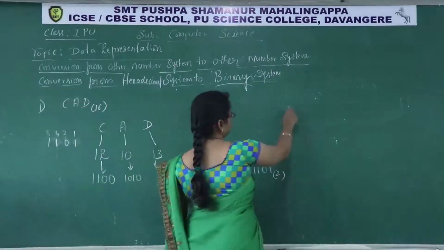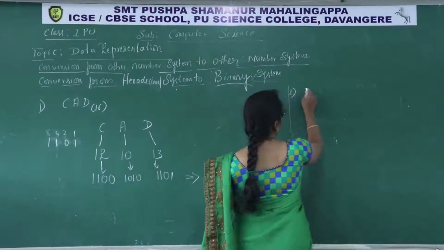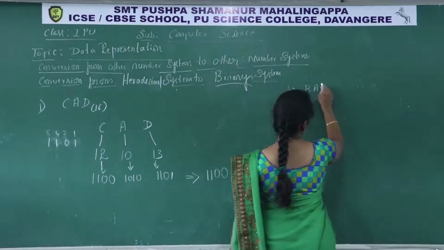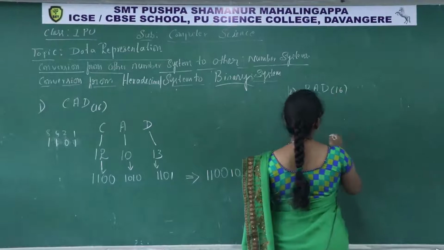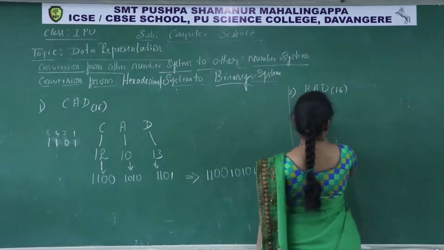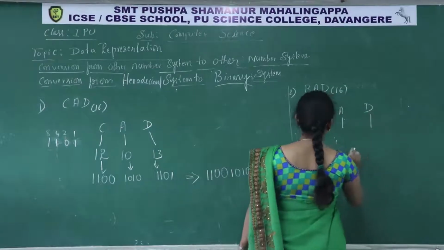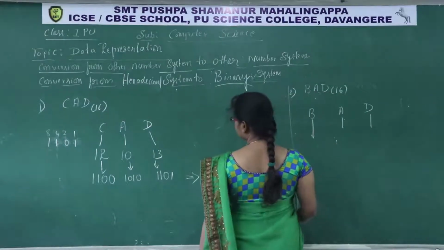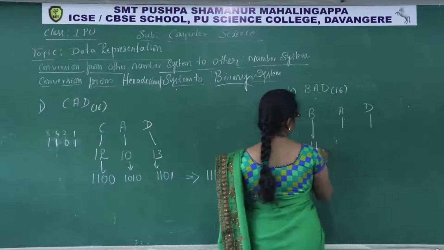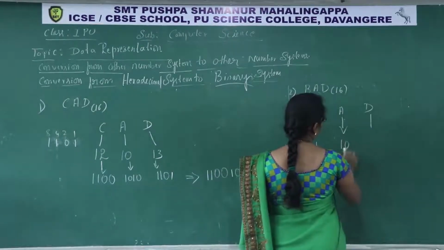Next, second one, BAD base 16. So B, A and D. What is the decimal equivalent of B? B means 11, A means 10, D is 13.